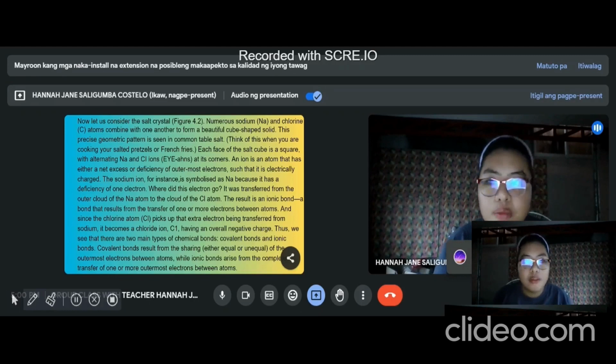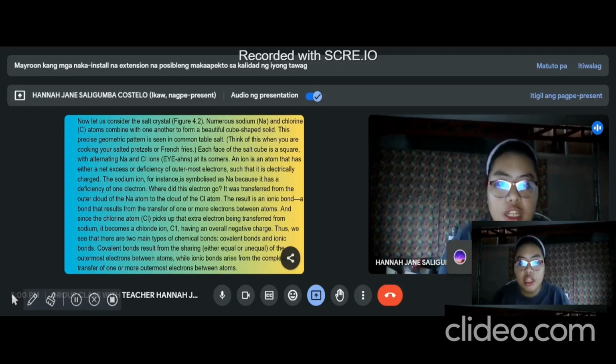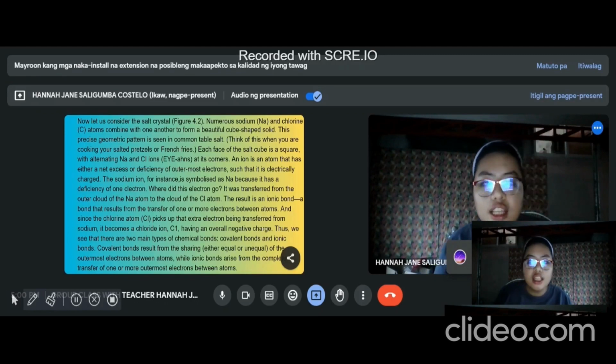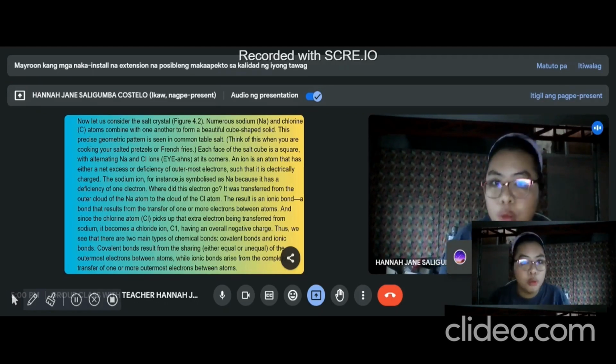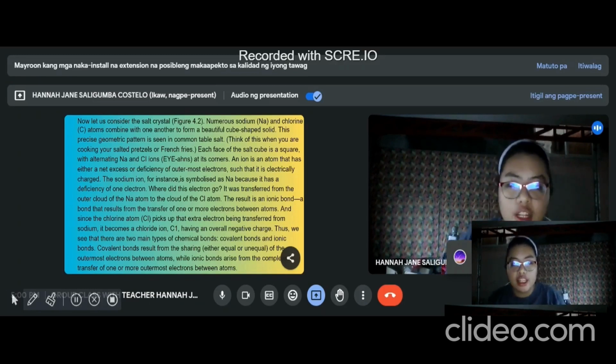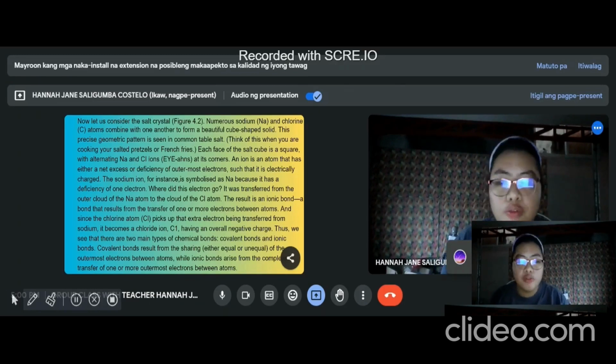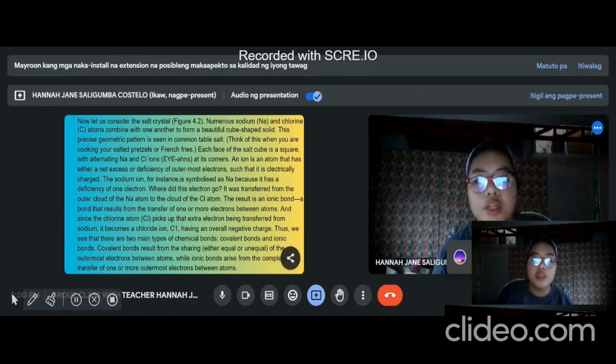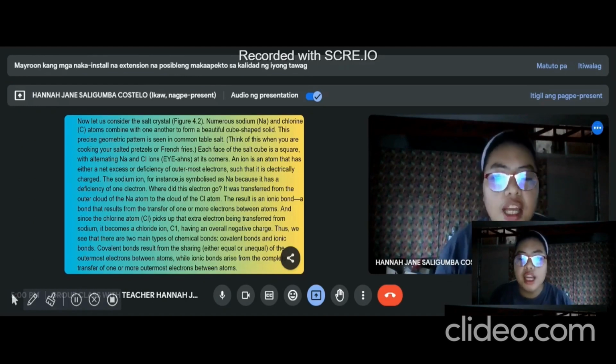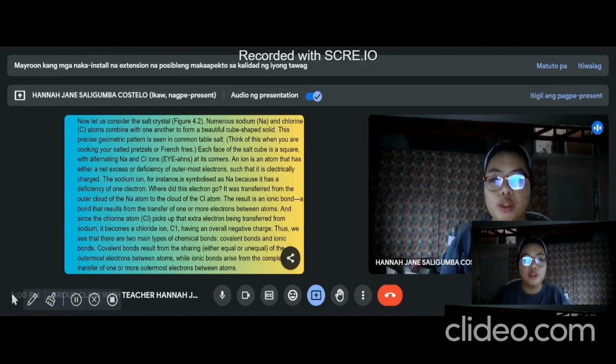An ion is an atom that has either a net excess or deficiency of outermost electrons such that it is electrically charged. The sodium ion, for instance, is symbolized as Na+ because it has a deficiency of 1 electron. Where did this electron go? It was transferred from the outer cloud of the sodium atom to the cloud of the chlorine atom. The result is an ionic bond, a bond that results from the transfer of 1 or more electrons between atoms. And since the chlorine atom picks up the extra electron being transferred from sodium, it becomes a chloride ion, Cl-, having an overall negative charge.